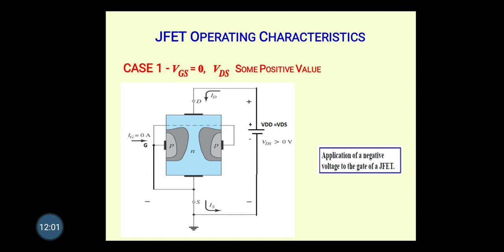So here you can see the gate voltage is still 0 and VDD is equal to some positive voltage. Because of this VDD power supply, the drain current ID starts flowing from the drain. You can check that the depletion layer is increased and the channel is decreased.